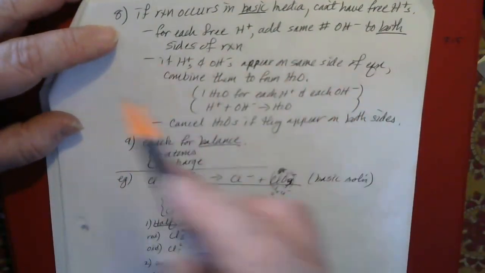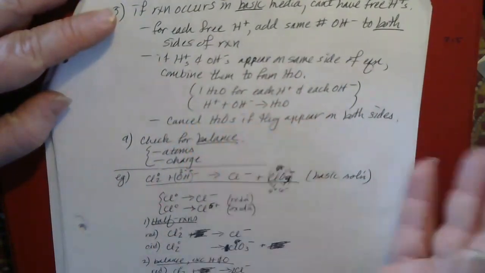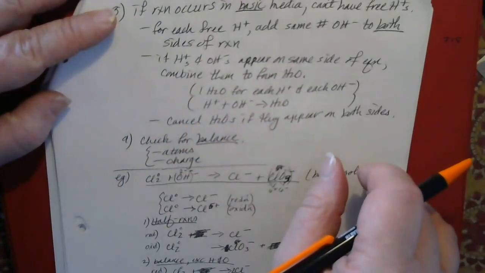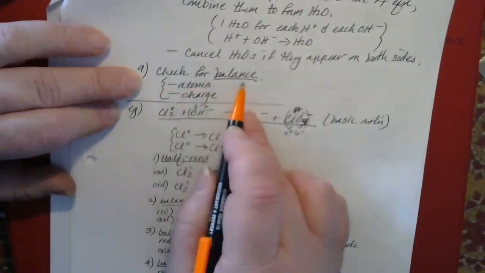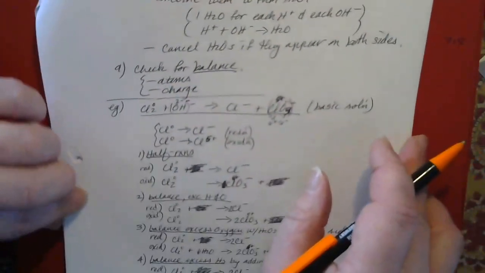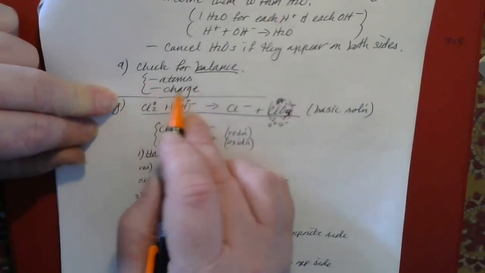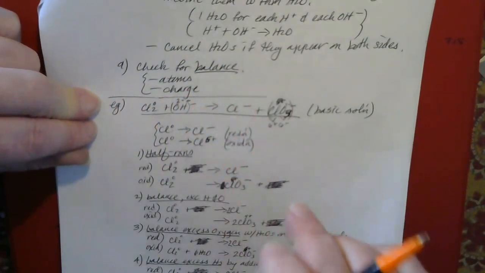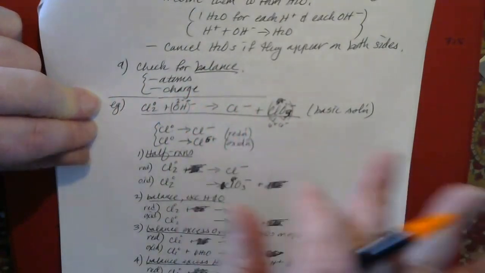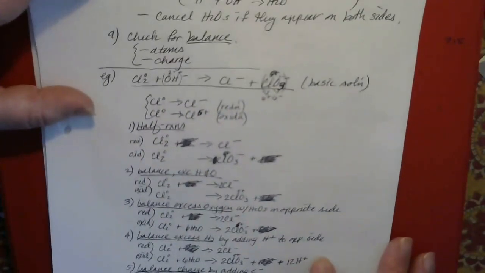And again, check again to see if you can simplify the reaction. If you have H2Os on both sides of the equations, then you can cancel them out until you run out of H2Os on one side or the other. And finally, check for balance one more time, just to be sure. You want both the atoms and the charge to balance from one side of the equation to the other. And if either one of those doesn't balance, then you got a problem. You did something wrong.